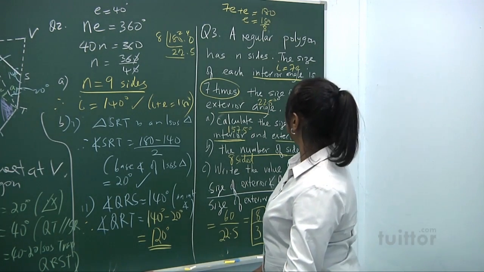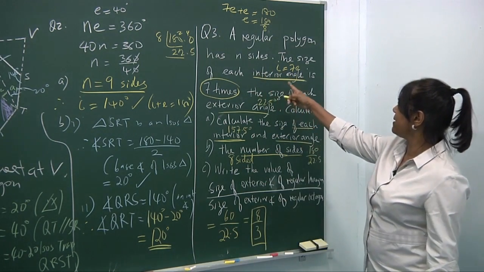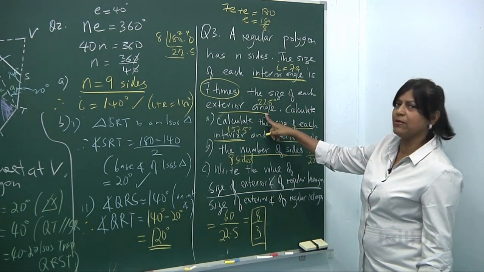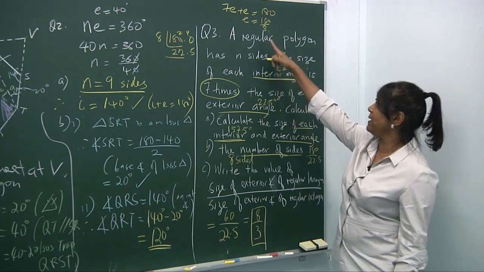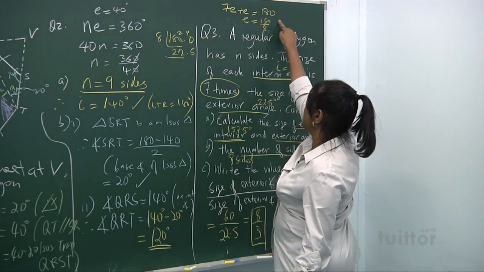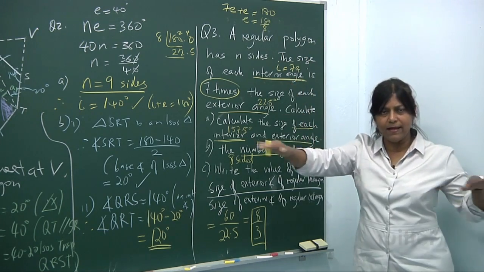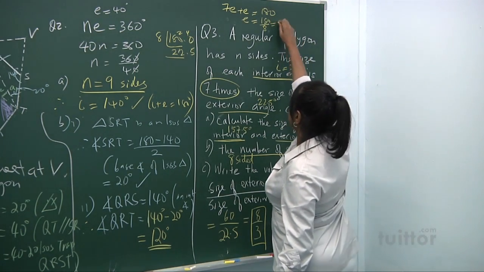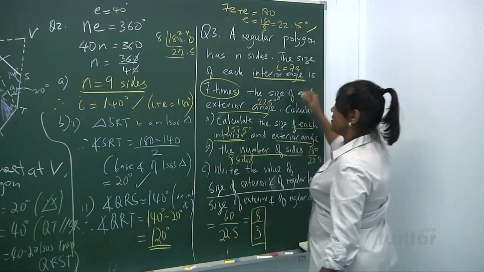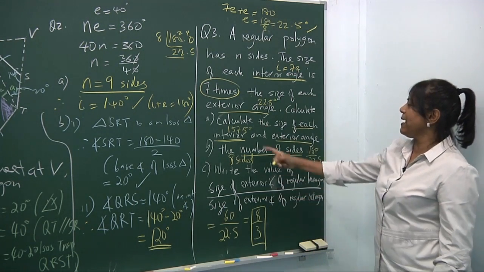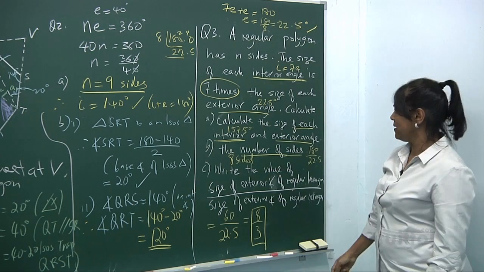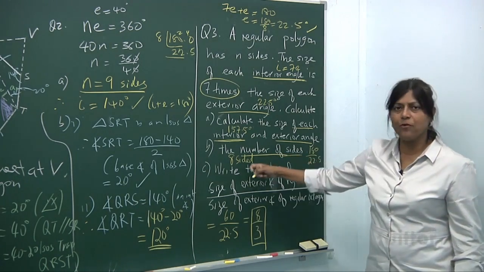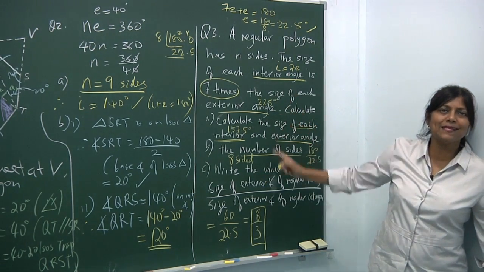A very quick run: regular polygon, N sides, the size of the interior angle is 7 times the size of each exterior angle. Exterior angle, let it be E, interior 7E. 8E is 180 degrees. Interior plus exterior is always a straight line. So you found the size of the exterior angle to be 22.5 degrees. What is the interior angle? 180 minus 22.5. Number of sides? 180 divided by 22.5 will give you 8 sides. This polygon here is an octagon.